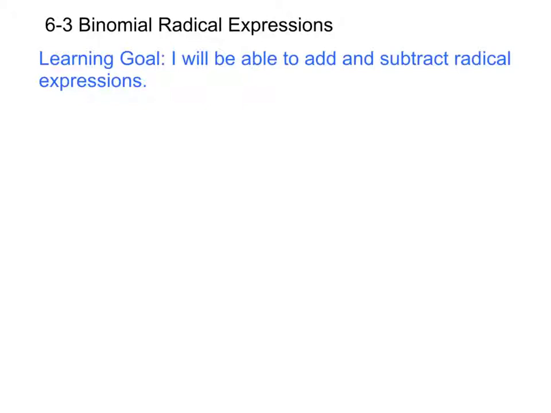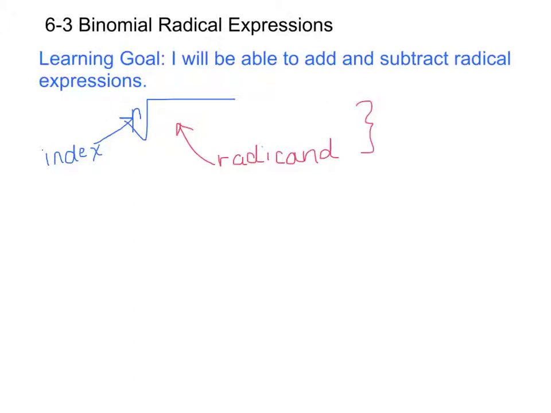In order to add or subtract radical expressions, we have to have like radicals that have the same index and radicand. So what I mean by that is the index has to be the same, and the radicand has to be the same. That's the number or term under your radical. So both of these have to be the same in order to add or subtract.